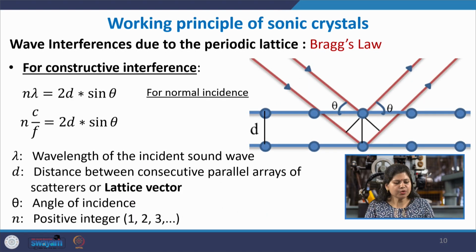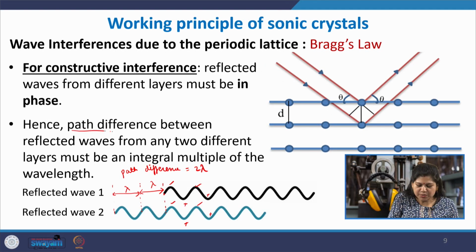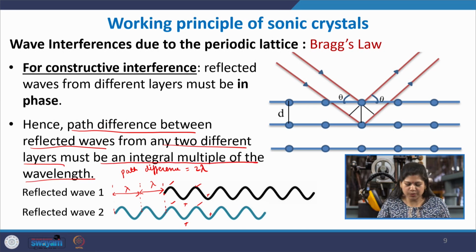So, that becomes your condition: the path difference between any two reflected waves that are getting reflected from two different layers must be some integral multiple of the wavelength, okay, so that constructive interference can happen.